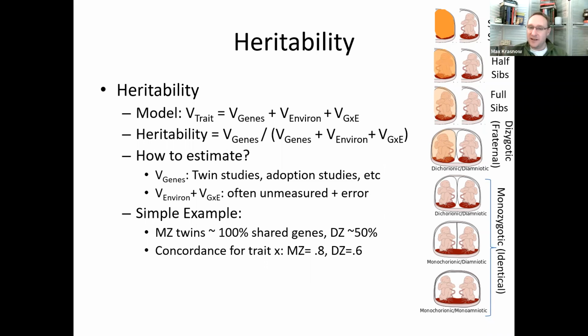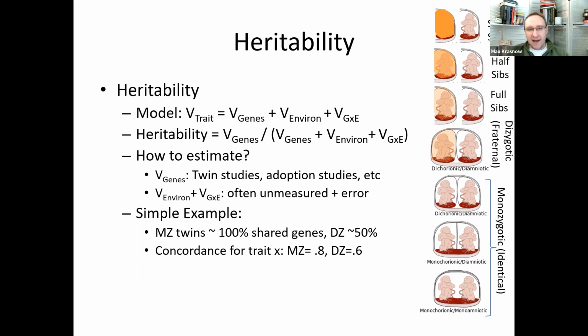Concordance is simply the proportion where you have twins that match on the trait divided by the total number of twins that you're considering. So that 0.8 for the monozygotic twins would be 80% of them shared the trait. And for the dizygotic twins, that would be 60% of them shared the trait. And only 40% of them had differences.